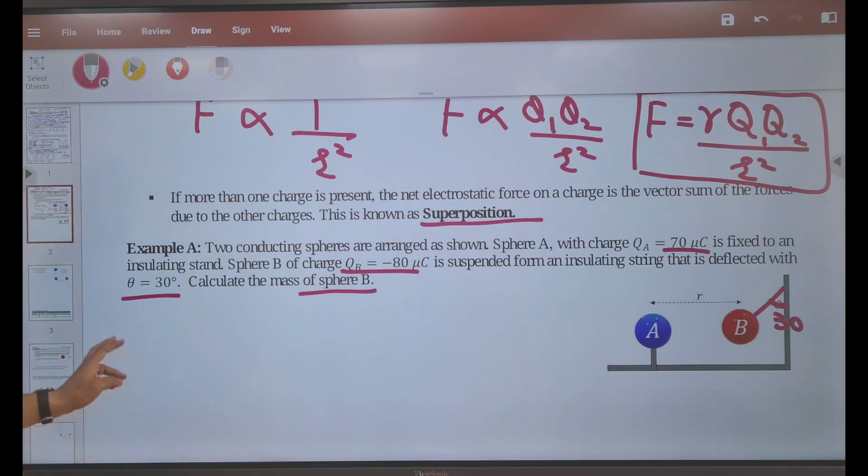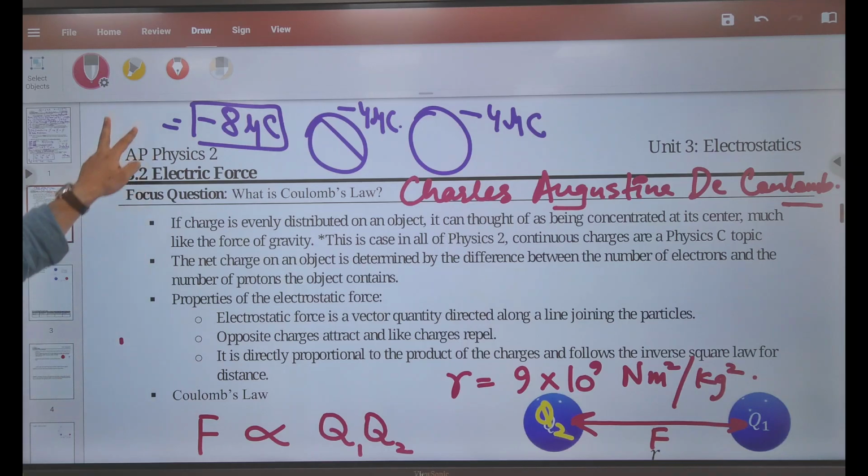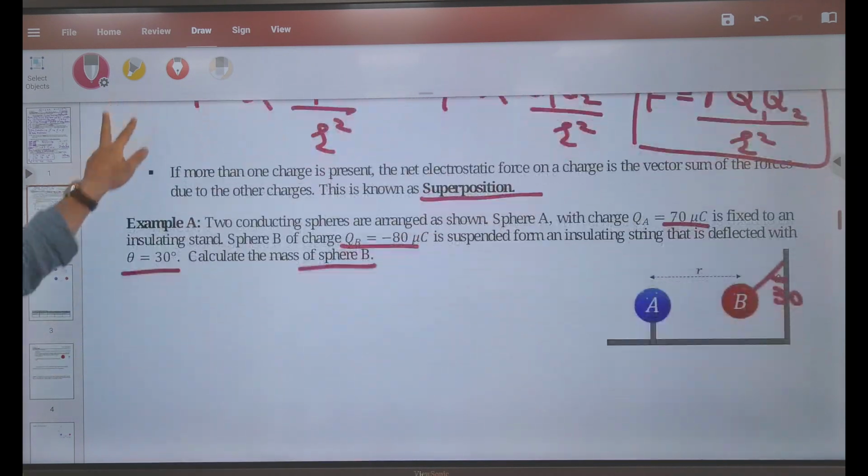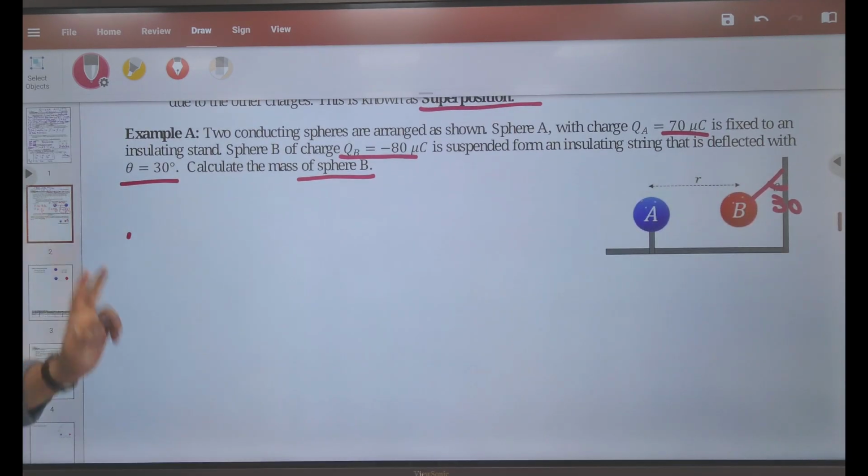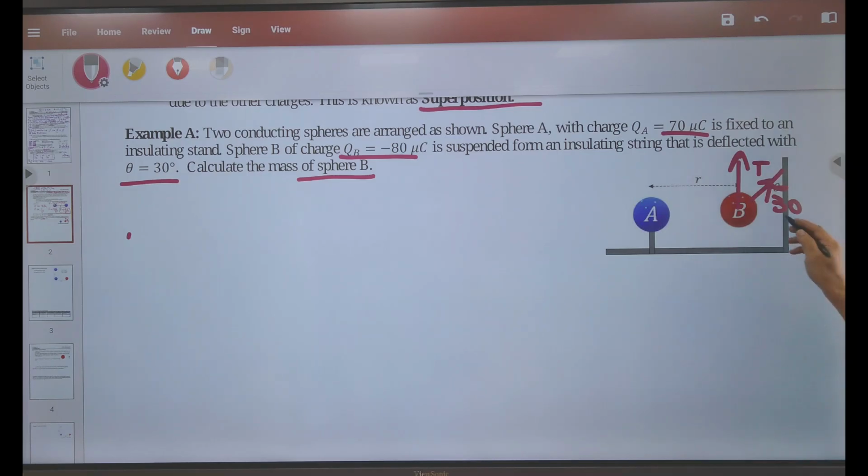So, understand what will be our approach to solving this question. See, initially, when you talk about the string here, this string will develop tension, right? This tension will have two components. One component will be here, if you remember vectors from the previous classes. And then we will have one more component like this. Now, because this angle is 30, this also will be 30. Why? Alternate interior angles, right?